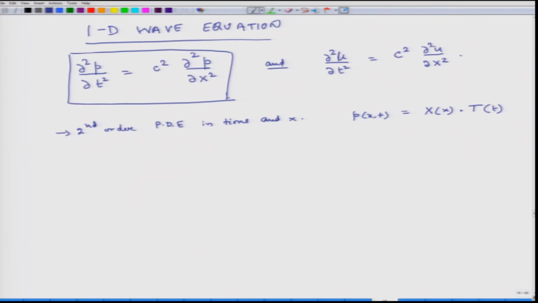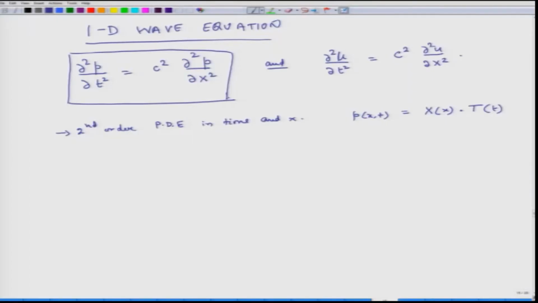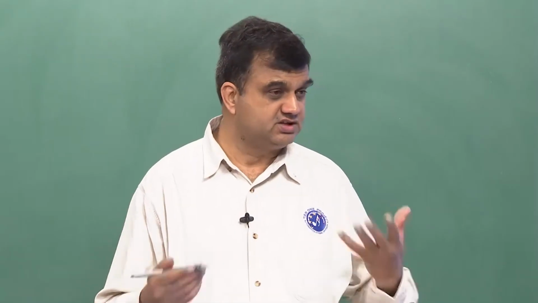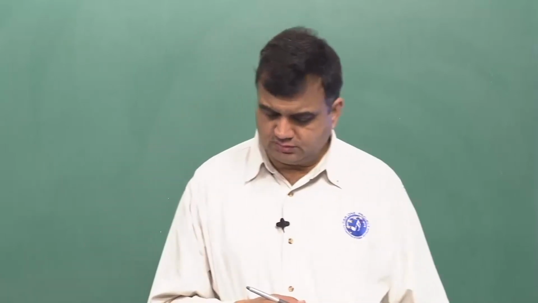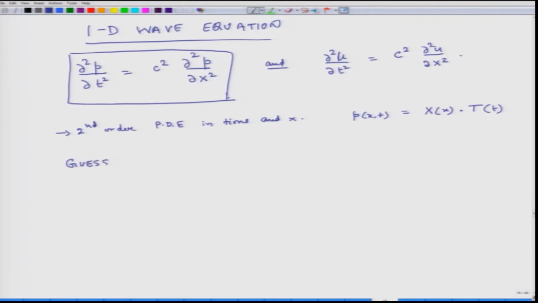The other approach is that we can guess some solution, and if our guess is correct, then when we plug that solution back into the pressure wave equation, it should satisfy the equation. If we make a guess and plug it in, and the left hand side and right hand side are indeed equal, then we say that our guess is correct. So, that is what we will do. We will guess.